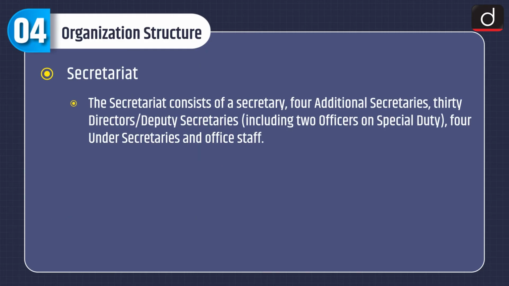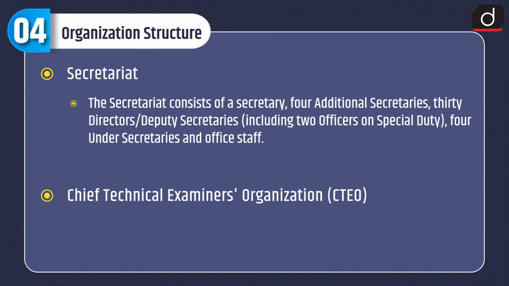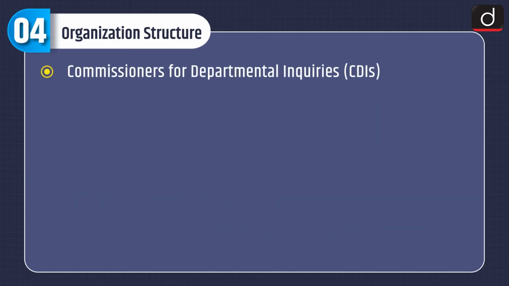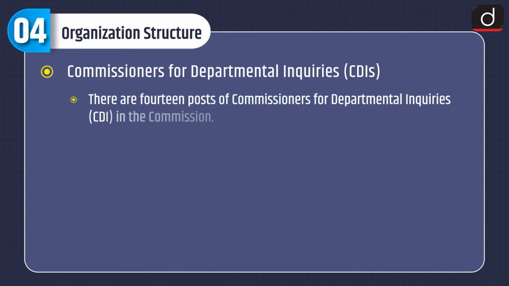The Secretariat consists of a secretary, 4 additional secretaries, 30 directors, deputy secretaries including 2 officers on special duty, 4 under-secretaries and office staff. Chief Technical Examiners Organization. The CTEO constitutes the technical wing of the Central Vigilance Commission. Commissioners for Departmental Inquiries or CDIs. There are 14 posts of Commissioners for Departmental Inquiries in the Commission.